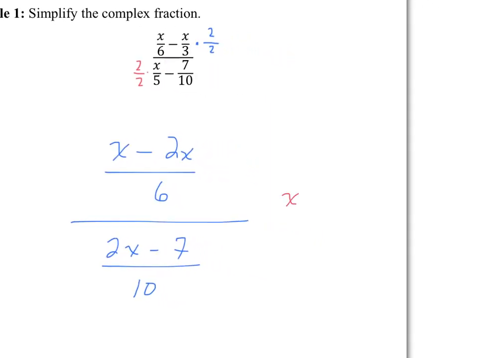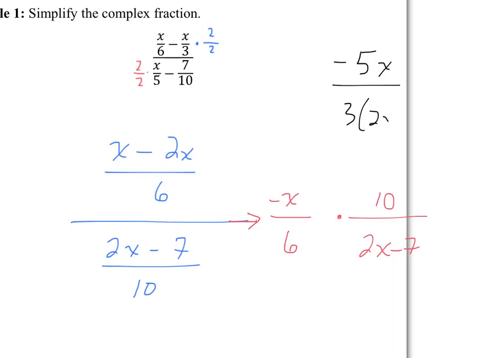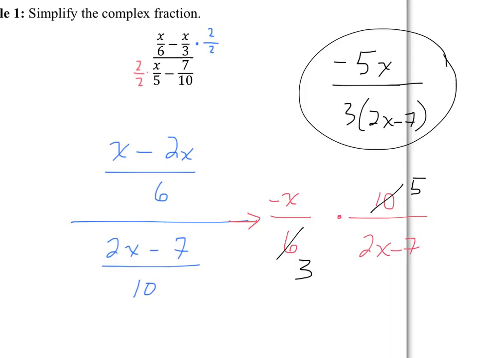Let's do it. X minus 2x, I'm going to write as negative x over 6, multiplied by 10 over 2x minus 7. The 10 over 6 reduces to 5/3. Cancel, make that a 5. Cancel, make that a 3. Okay? And that's as far as I can go. I'll leave my final answer up here.